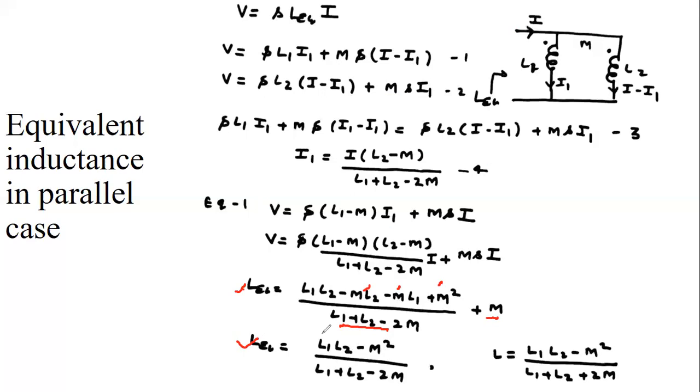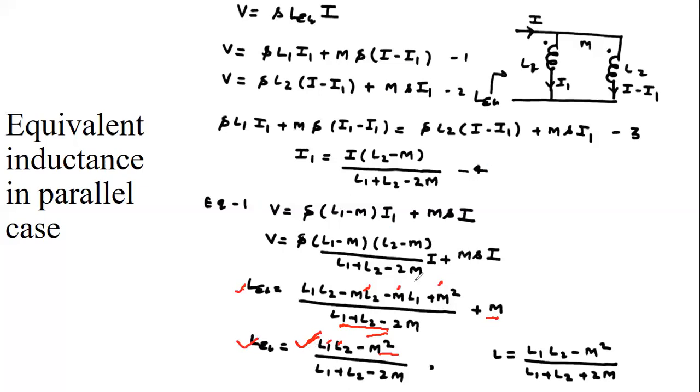See, always check the units of your expression. Here L1 L2 is Henry square, so it always comes as M square. Your expression should be correct unit-wise. A term like L1 L2 minus 2M is not possible, because L1 L2 has the unit Henry square, while 2M has the unit Henry. In the expression, the numerator has the unit Henry square and the denominator has the unit Henry, so Henry square divided by Henry gives Henry.